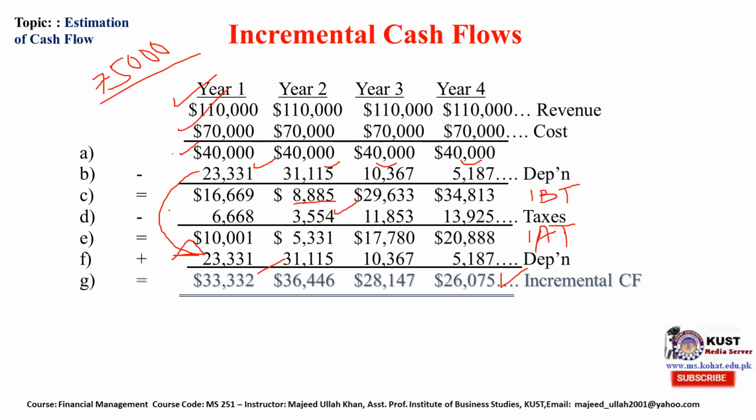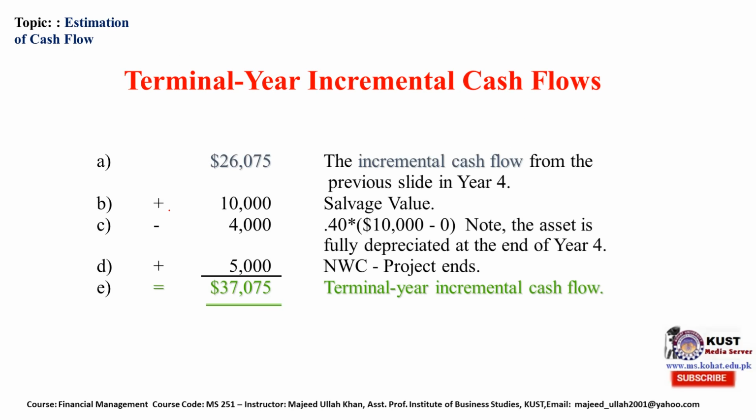Moving further, the terminal year cash flow. For the 4th year, in the previous slides, that is the incremental cash flow for year 4. The salvage value of the machine given in the example was 10,000. Now there is 40% tax. The company will pay 40% tax on this 10,000. So it is 4,000 tax, which will be deducted from this.